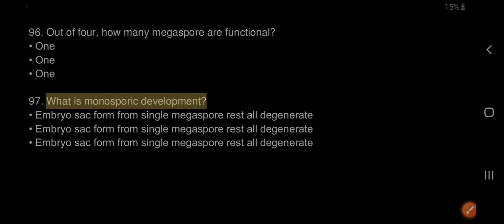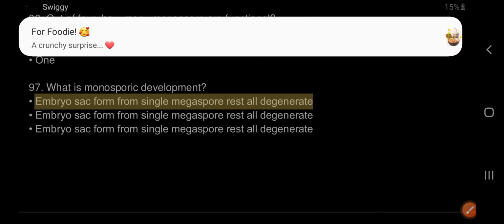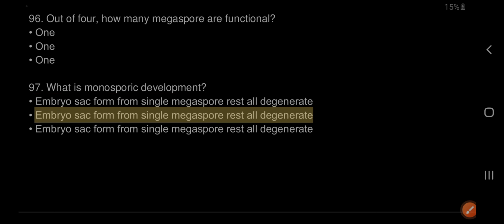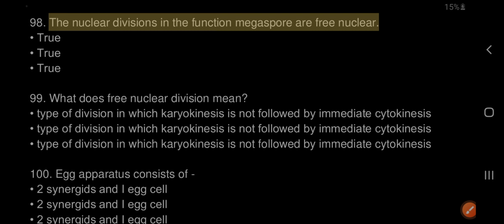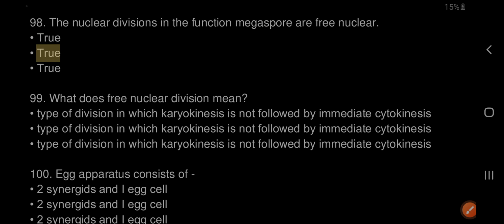Embryo sac forms from a single megaspore, the rest all degenerate. 98. The nuclear divisions in the functional megaspore are free nuclear. True. 99. What does free nuclear division mean?